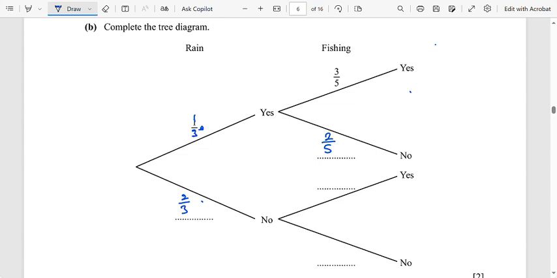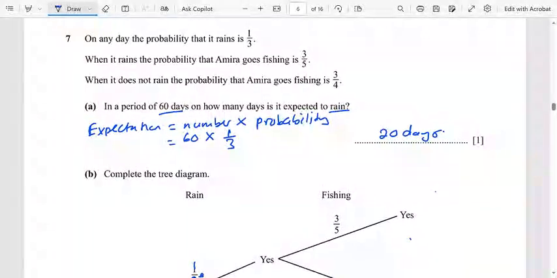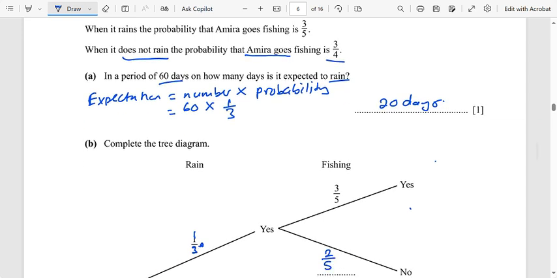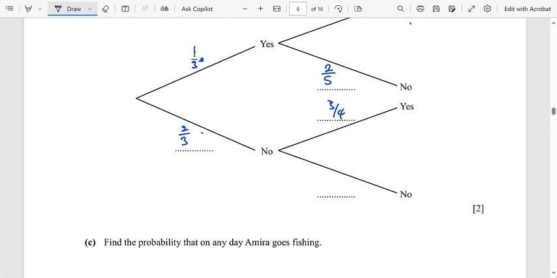I also need to find out what the probability is that when it does not rain, Amira still goes fishing. So we are told that when it does not rain, the probability that Amira goes fishing is 3/4. So she will go fishing at a probability of 3/4 if it does not rain, which means if it does not rain, the probability that she doesn't go for fishing is 1/4.